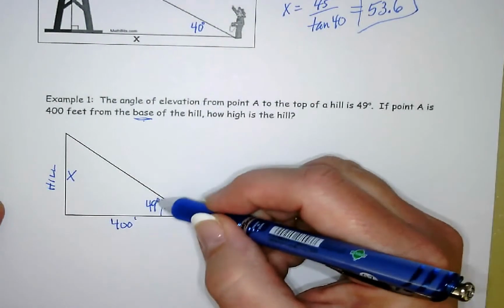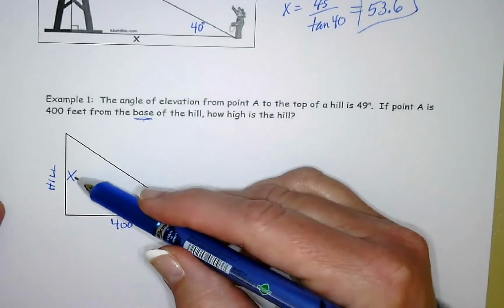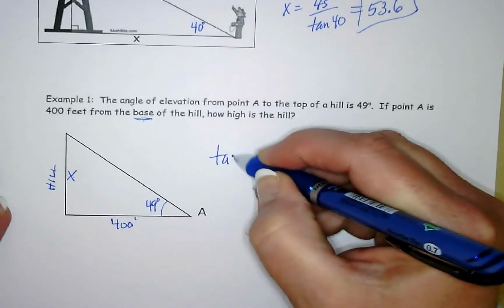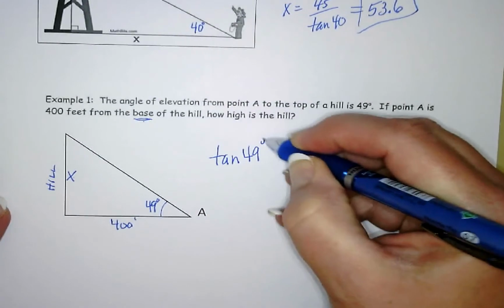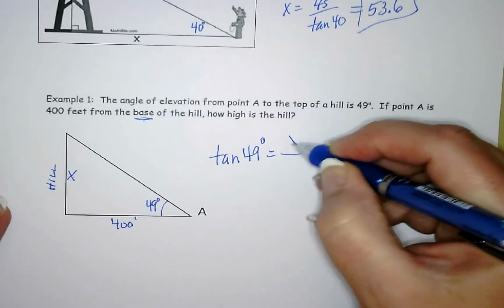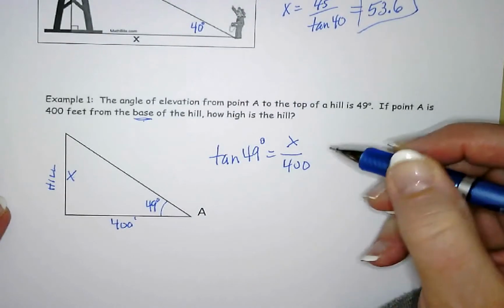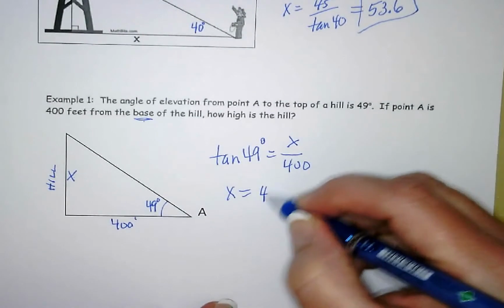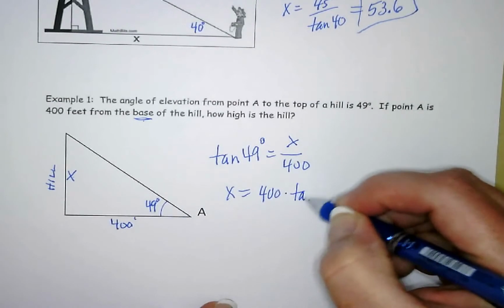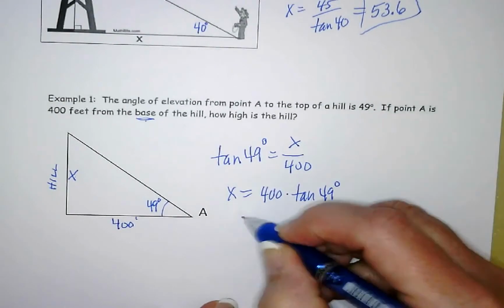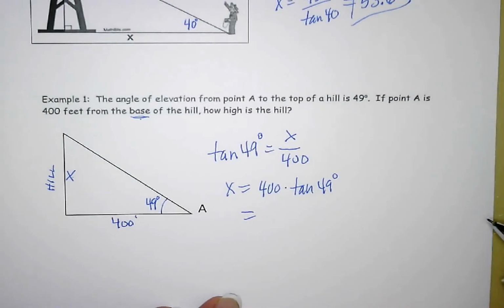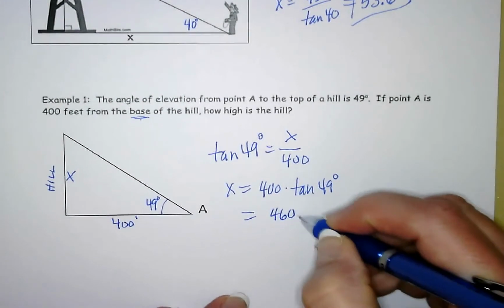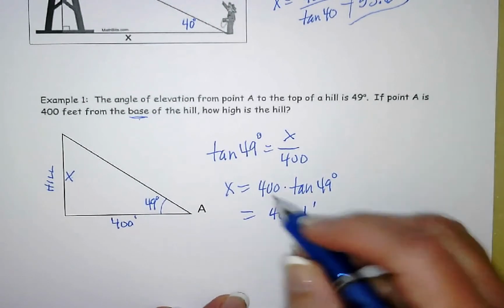So again, with this angle of 49, and this side being X, and this side being 400, that indicates tan. Tan of 49 degrees equals opposite over adjacent. To find X, I'm going to do the multiplication problem with X on the top. When I multiply 400 times tan of 49, I'm going to get 460.1 feet.